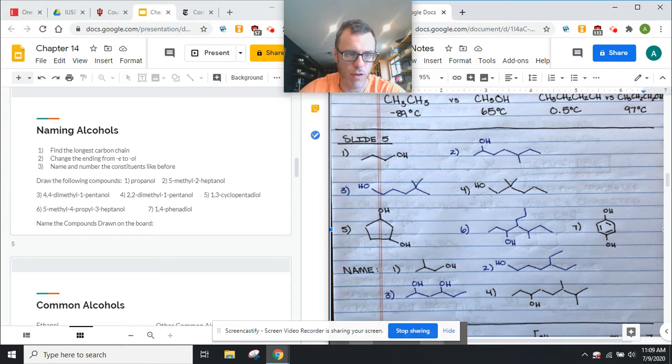This is that mouthful, 5-methyl 4-propyl 3-heptanol. So heptanol, 1, 2, 3, 4, 5, 6, 7. All right, we're going to start counting here. 3, boom, right there. Carbon number 4 here has a propyl group, and carbon number 5 has a methyl group. We write methyl first simply because it comes first alphabetically.